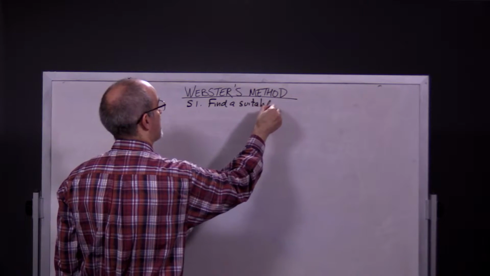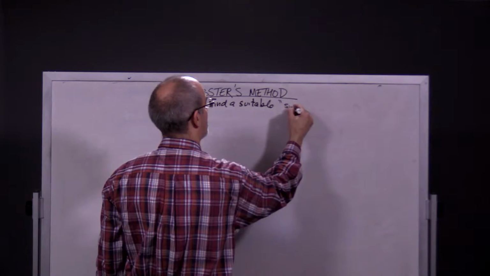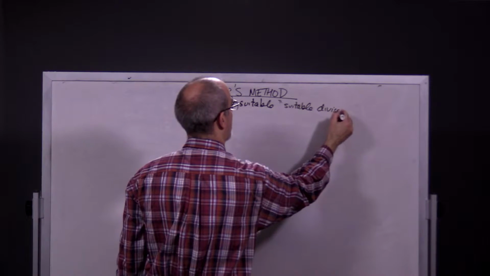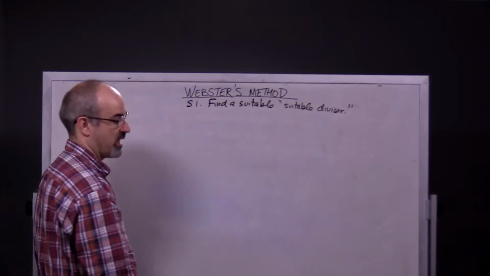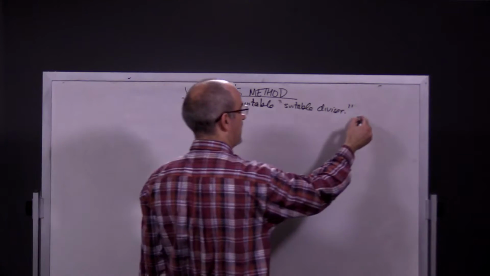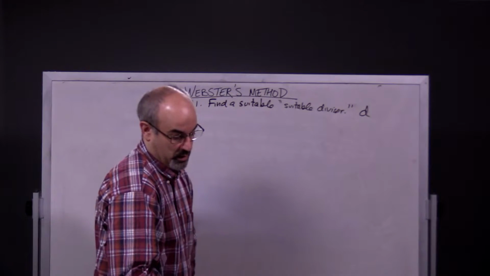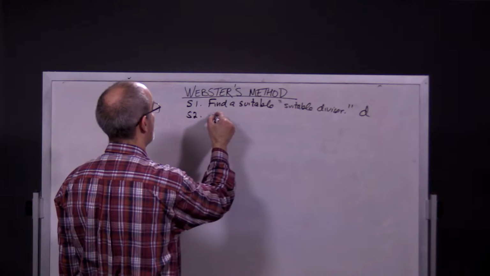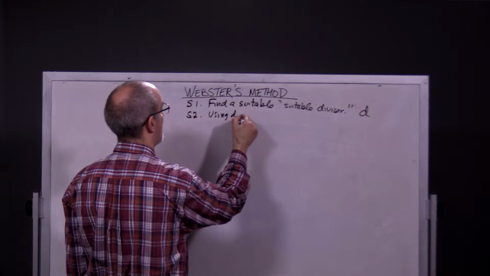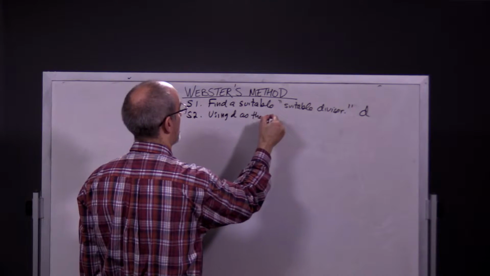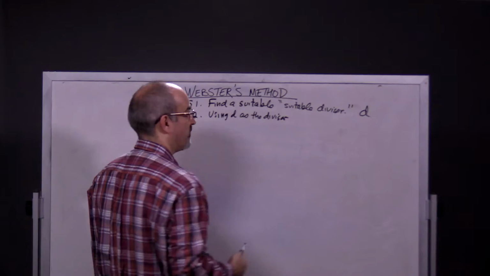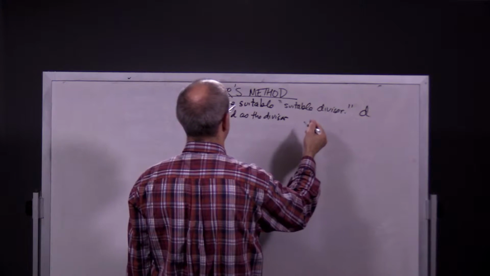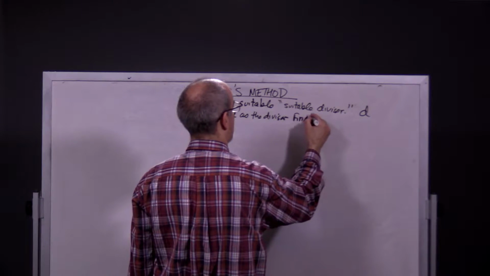You're going to start with the standard divisor, but it might not work. If it works, actually, you can just use the standard divisor. We're going to call it D. Then you use D as the divisor. Using D as the divisor, find each state's modified quota.